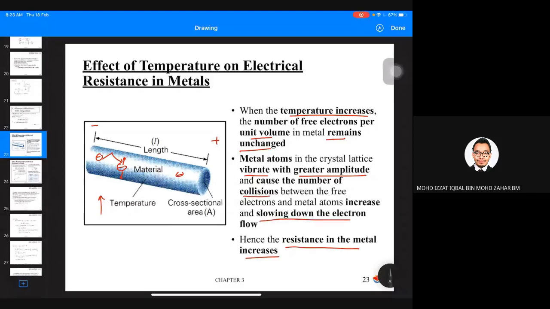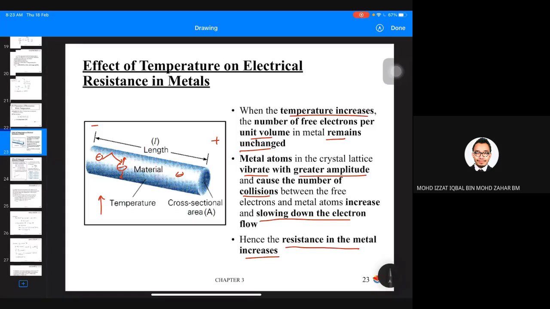So previously for resistivity, you can assume that it is due to something on the road, like a pothole or something, that will block or reduce the current flow, or traffic flow lah. But in this case, the amount of traffic is the same, but because it vibrates more, it slows down the flow of electrons.